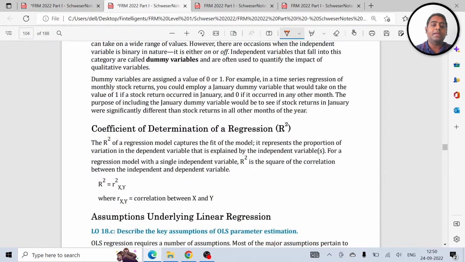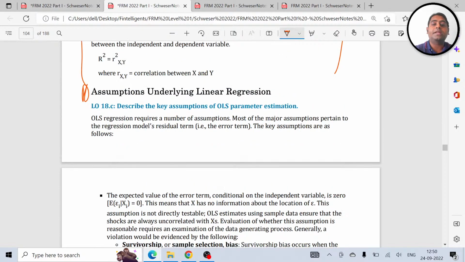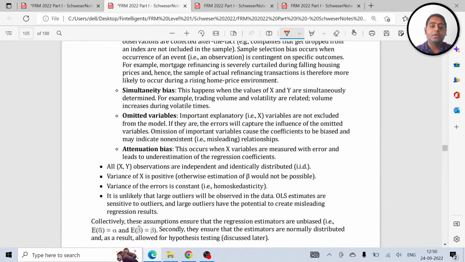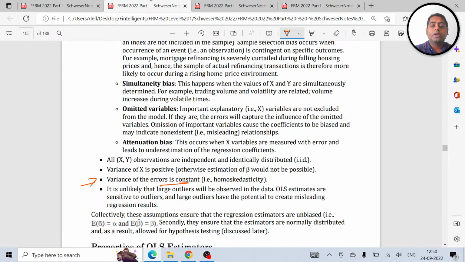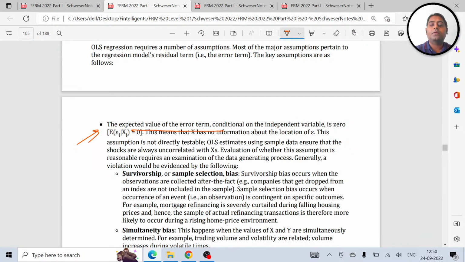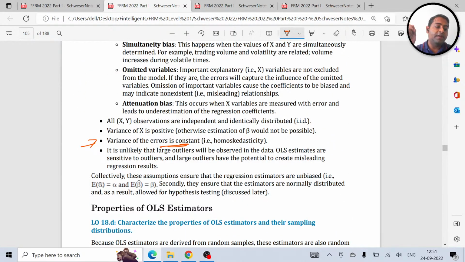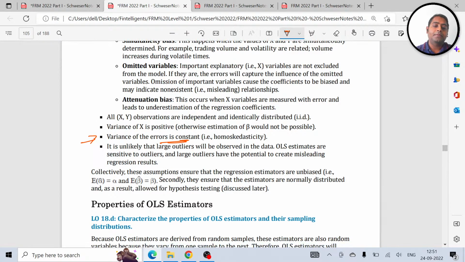Dummy variable is also not tested directly. This section, R square and the formula for R square, the ESS upon TSS part. You should focus on that formula also. Don't miss that, okay? Assumptions of a linear regression. Again, marking it as star, important. All the assumptions, especially this error is constant and the expected value of the error term. These two are heavily important. Variance of the error, that is homoscedasticity, heteroscedasticity part, and the expected value of the error term, that is important.